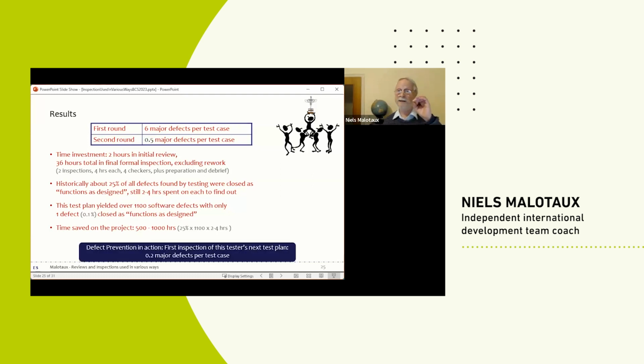And then interestingly, Erik added defect prevention in action. The first inspection of the next test plan of this person, 0.2. So apparently after this exercise, he had been thinking more, and when he wrote his new test plan, he worked on prevention. Prevention is so much cheaper than first injecting the defect, trying to find it and trying to repair it.